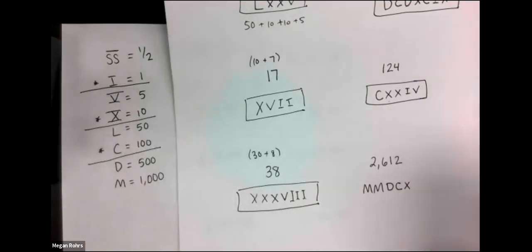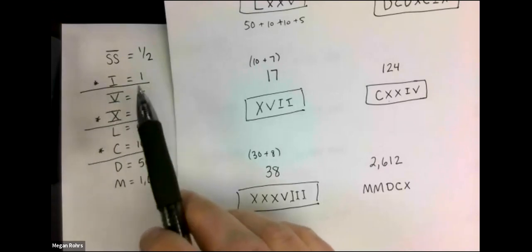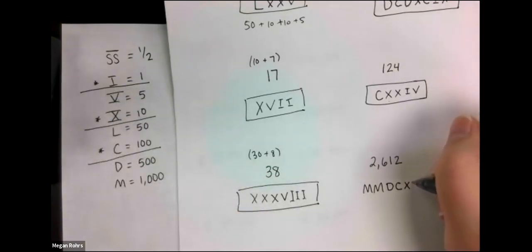The closest one would be X, which would be 10. So far I have 2,610. And then if I add 2 I's, 10, 11, 12. 2,612.